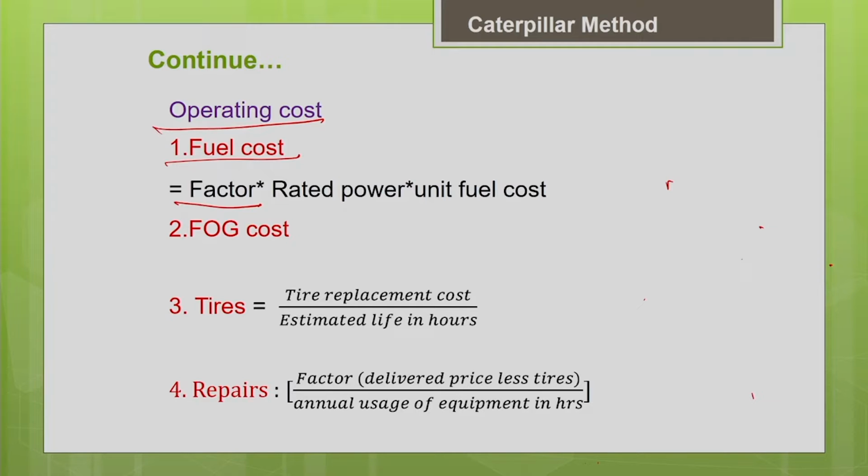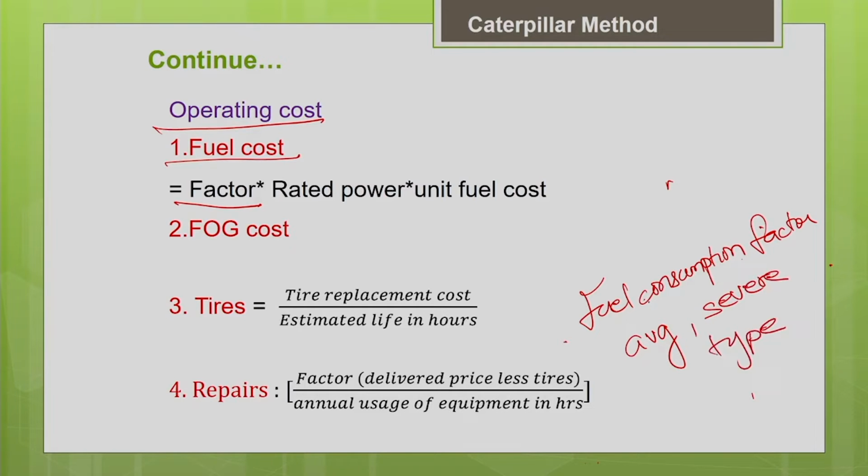In some handbooks, they directly give you the fuel consumption factor. Instead of giving hourly fuel consumption, they give the fuel consumption factor for different working conditions, say average working conditions, severe working conditions, for different types of machines. So depending upon the equipment handbook, the way it is expressed will be different. You can directly take the fuel consumption factor for the project working condition, multiply it with the horsepower of the machine and multiply by the unit fuel cost, and you will get the fuel cost.